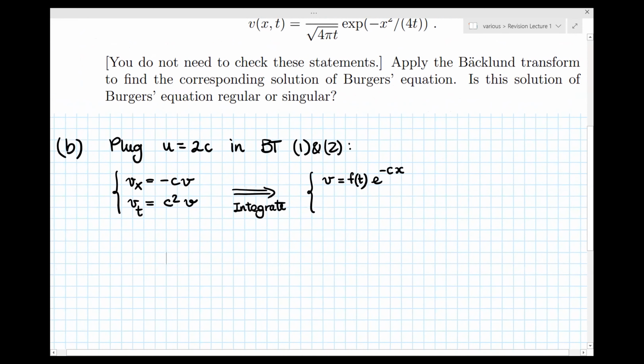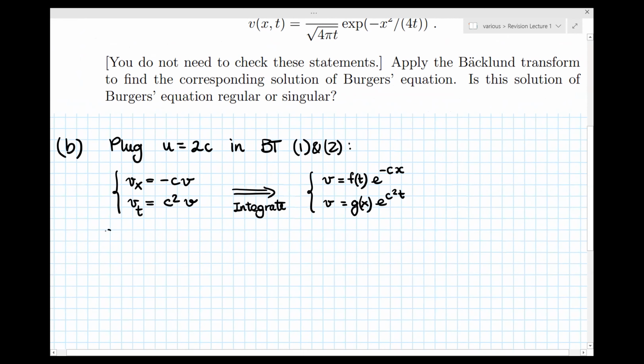So similarly, the second equation is an ordinary differential equation with respect to the variable t. The other variable x is a spectator, so we can integrate. So v is going to be proportional to exponential of c squared t times an integration constant, which is actually a function of the spectator variable x. So let me call it g of x.